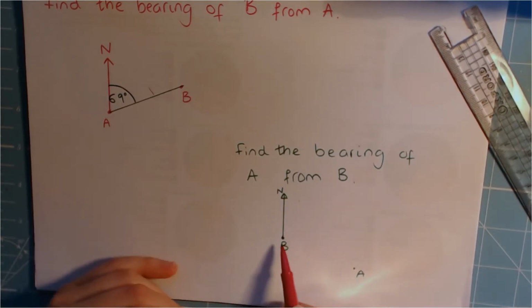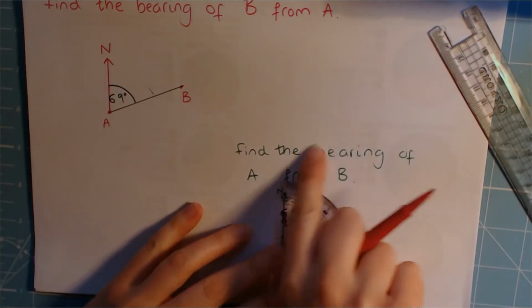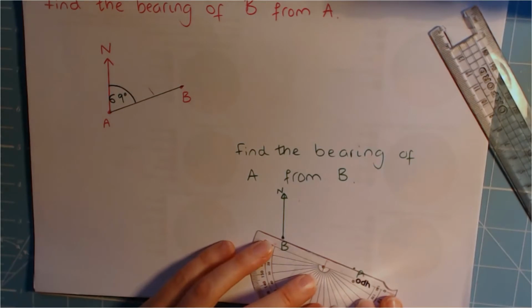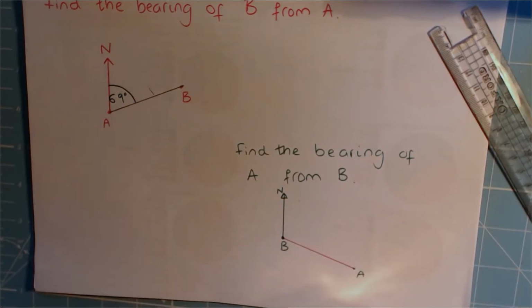Okay, so we're going from B to A this time. So we're going to start at north again. We're going clockwise. That's this way around here. Make sure we forgot to join them together. Joining them together just means that you've got a lovely nice line to help you with your reading. It makes it a little bit easier.